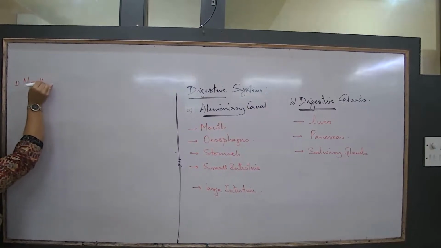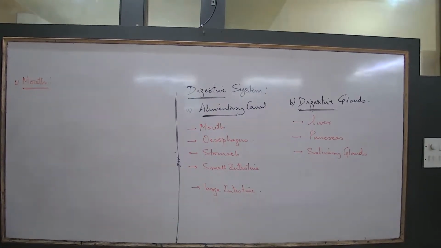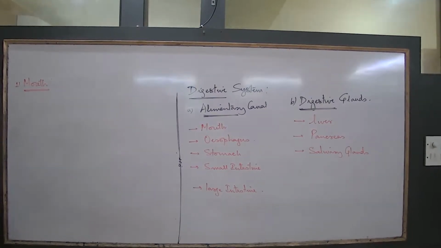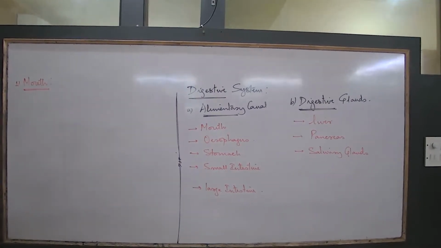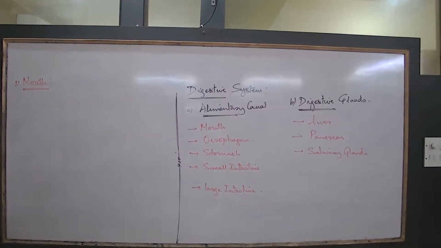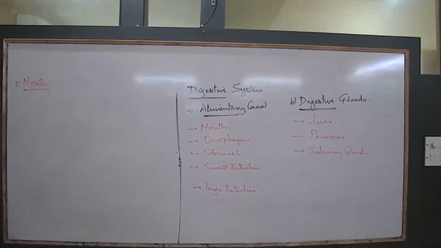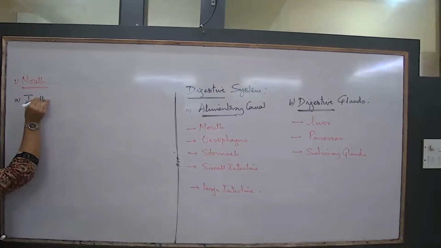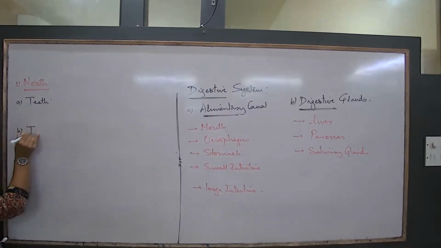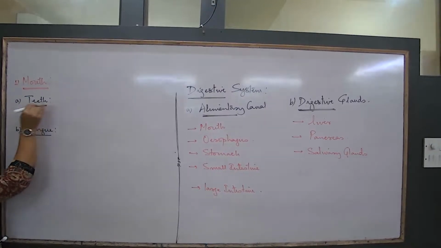What are some features and structures about the mouth we are supposed to know? The mouth is the first part of the alimentary canal through which the food would enter. What are some special structures present in the mouth? The two special structures present in the mouth are the teeth and the tongue.